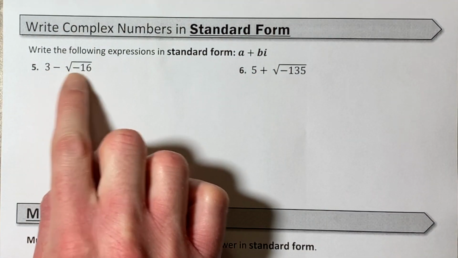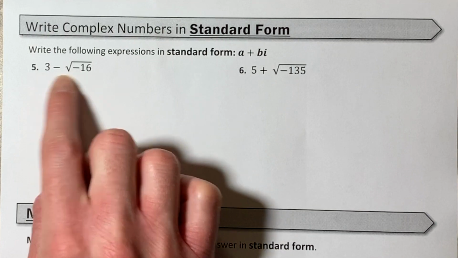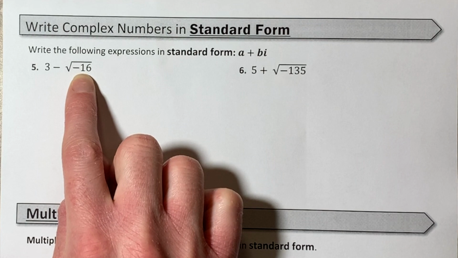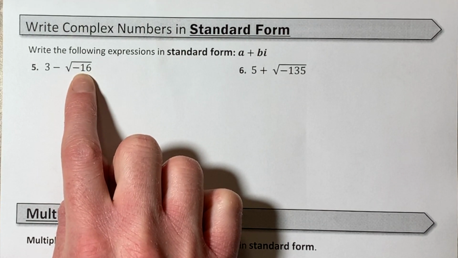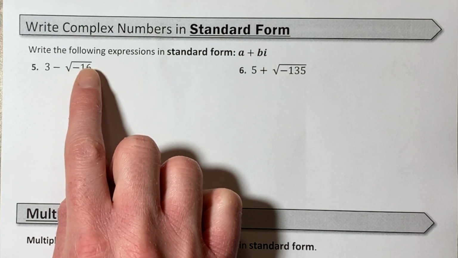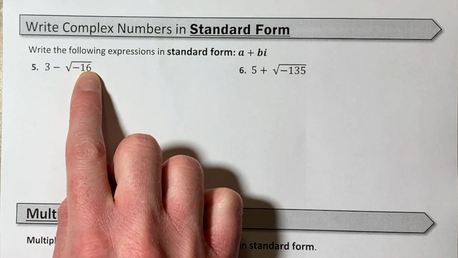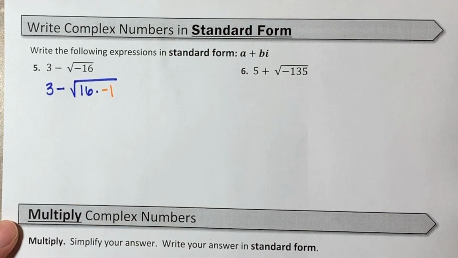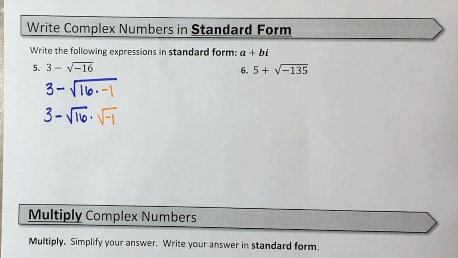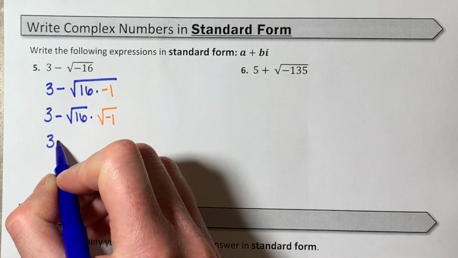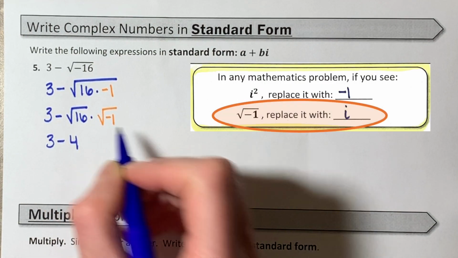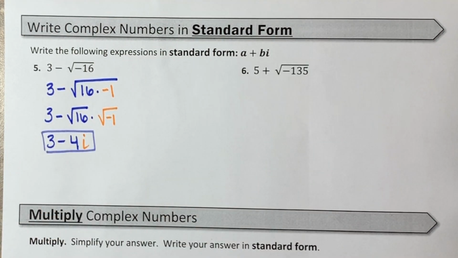For this first example here, to write this in standard form, to start, notice that we have an imaginary number here. And in standard form, imaginary numbers should always be written in terms of i. So let's start by rewriting this using i. To start, we have to rewrite the negative 16 as 16 times negative 1. Now we can break this apart into two separate radicals, and now let's simplify. The square root of 16 will simplify to 4. Again, anytime we see the square root of negative 1, we always replace it with i. And here's our final answer.